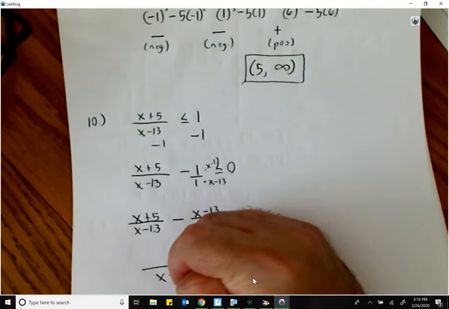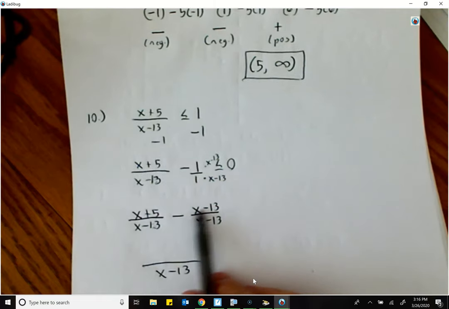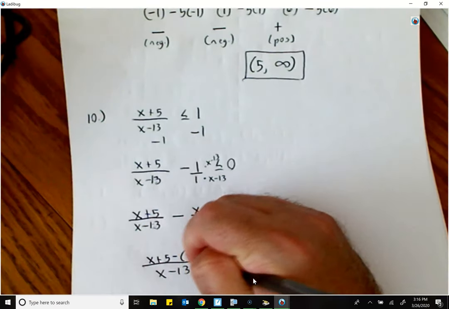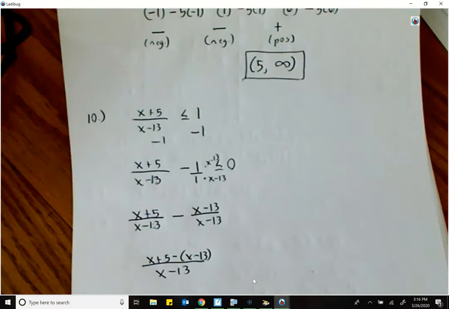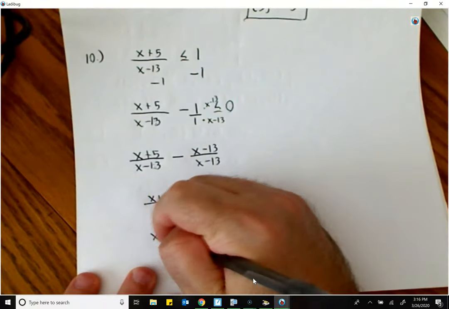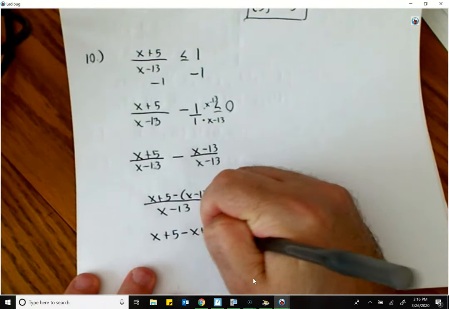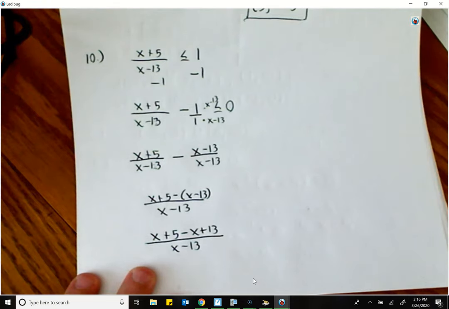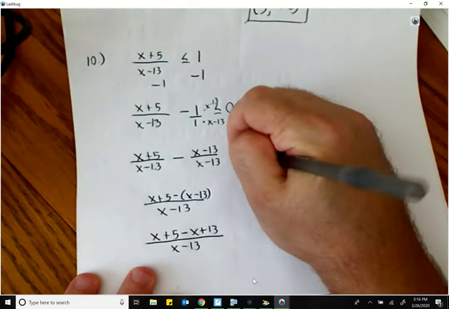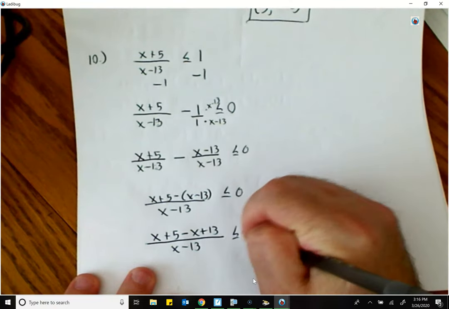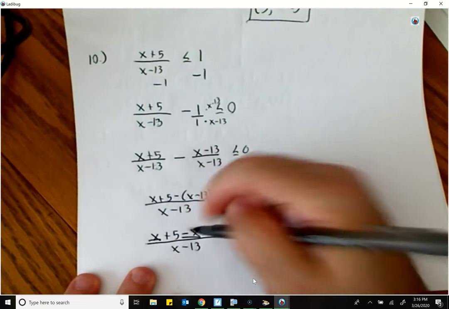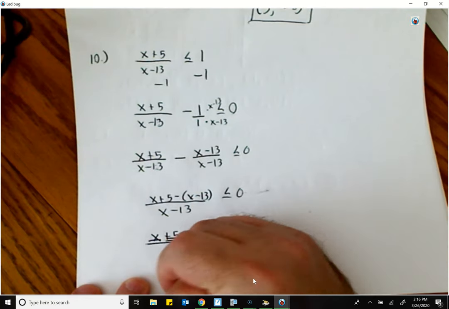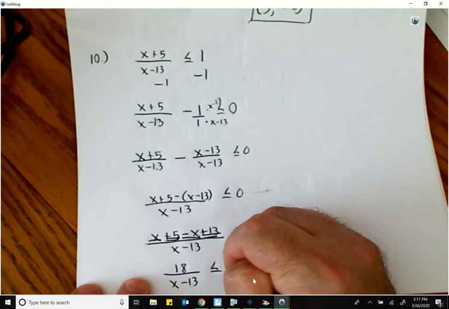Now we know what the common denominator is. All we need to do is combine like terms across the top. You have to be careful because of the subtraction, that we are subtracting off all of that x minus 13. So that gives you x plus 5 minus x plus 13 on top. And of course, all this is still less than or equal to 0. Combining like terms, x minus x cancels. 5 and 13 give us 18 over x minus 13, less than or equal to 0.